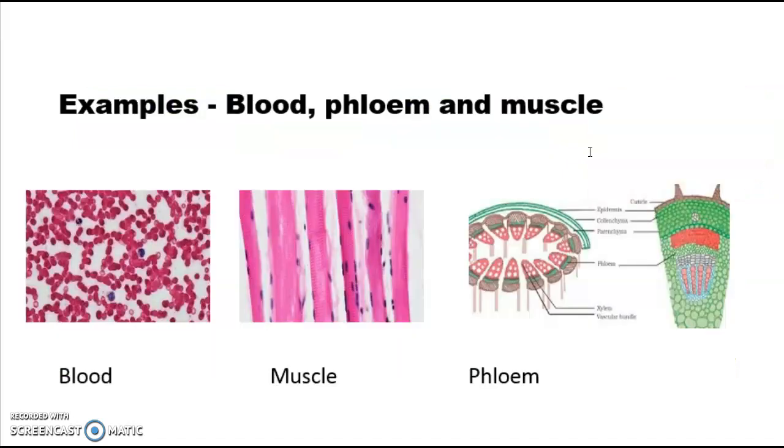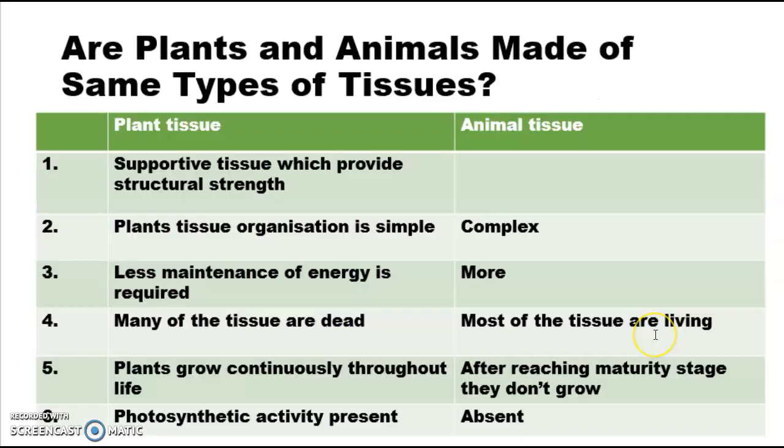Now you can see these are the example of tissues. For example, blood is a tissue, muscle is a tissue and phloem, which is present in plant cell. So this is also a tissue. Now, are plants and animal made of same type of tissues? So let us compare their structure and function.